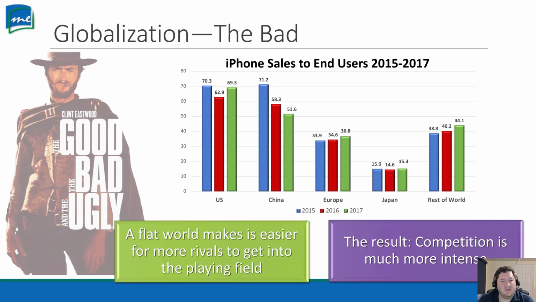So we do have some bad things though, right? So if we take a look at the iPhone sales to end users from 2015 to 2017, we see the United States had a dip there in 2016. China, it's been decreasing all 3 years. Europe, slightly increasing. Japan has remained roughly steady. And then the rest of the world is increasing.